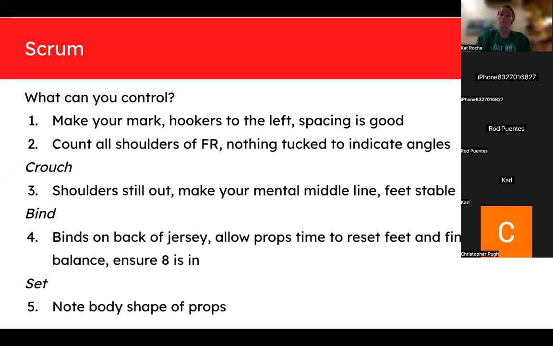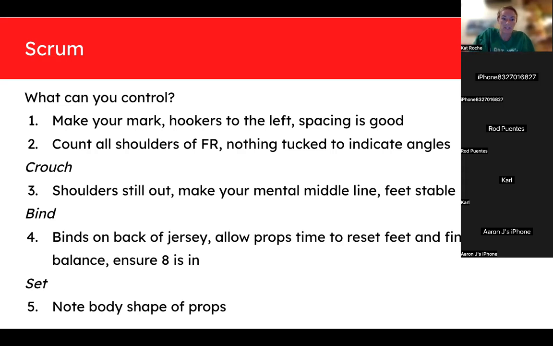Take a breath, bind, making sure the props are binding up on the back of the jersey. Everybody is talking, so if you want to talk, you can unmute. I make sure the binds are on the back of the jersey, and make sure that you allow the props time to reset their feet. So you're going to have all of your props stepping back, resetting, making sure that they can hold their weight. You don't want to continue on until that's done. And while that's happening, I make sure that my 8s are bound in.